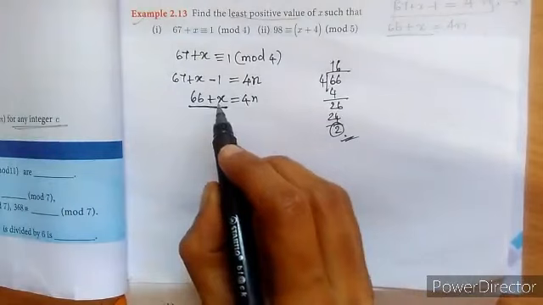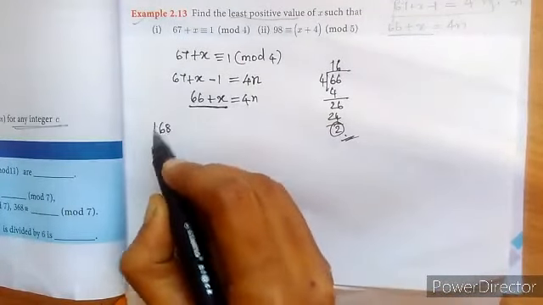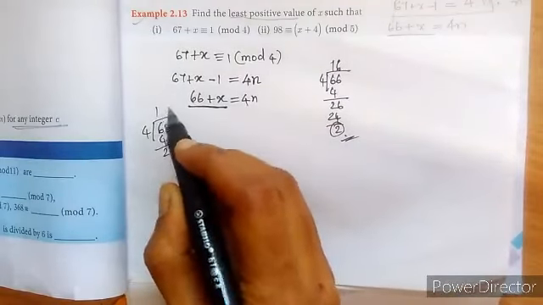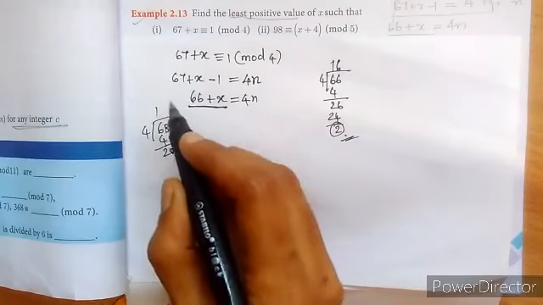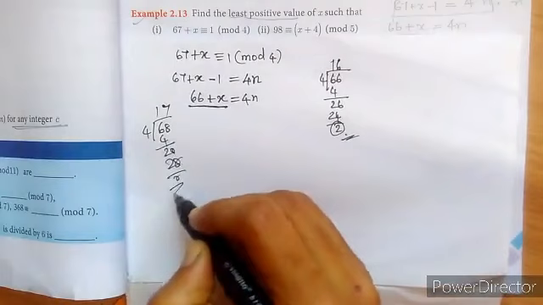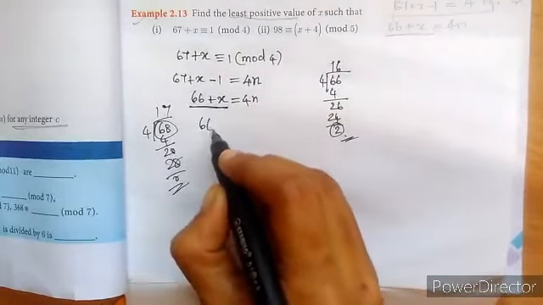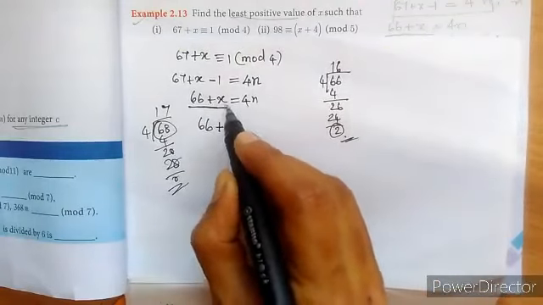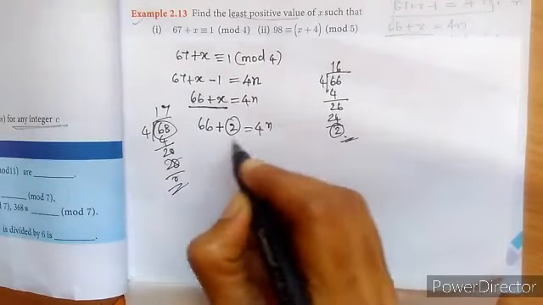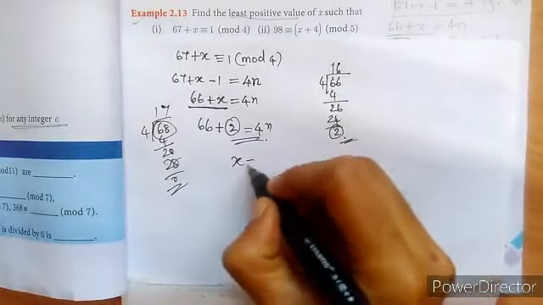Next, check 66 plus 2. That is 68. 68 is divisible by 4 or not? 1 4 is 4. Yes, correct. 7 4s are 28. So 68 is divisible by 4. So here 66 plus this x should be 2. Then only this is possible. Okay, so the least value for x is 2.